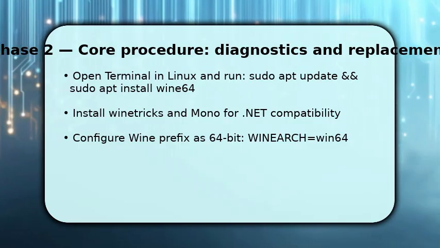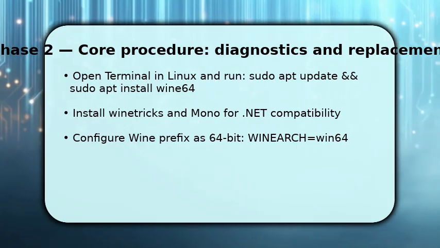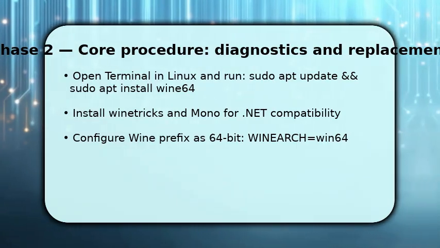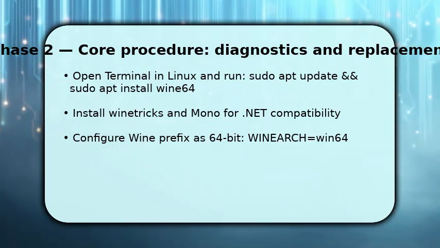You now install Wine so Windows apps can run. In the terminal, type sudo apt update and sudo apt install wine64. Next, install Winetricks and Mono. These provide .NET support that Paint NET needs.